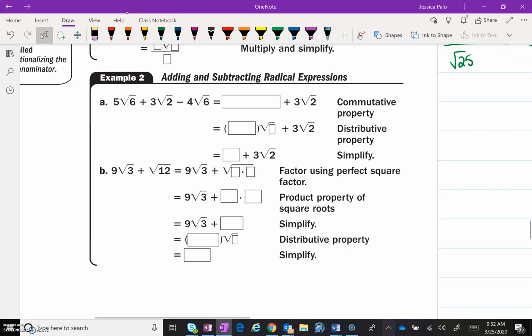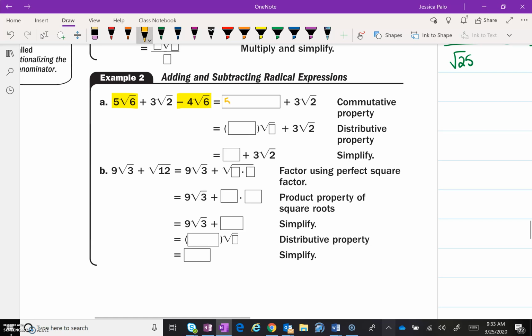Example 2: adding and subtracting. When you add and subtract, you have to treat these kind of like variables. When you add and subtract variables, you can only combine like terms. When you add and subtract radicals, you can only combine like terms. So for this first example using addition and subtraction, let's use the commutative property to put our like terms together. What are our like terms? We have 5 radical 6 and negative 4 radical 6. These values have the same number inside the radical, so those are our like terms.